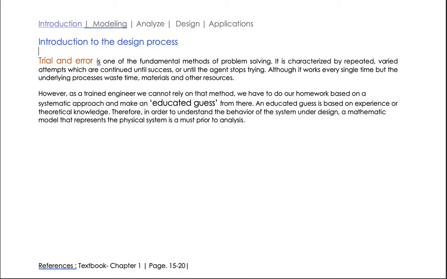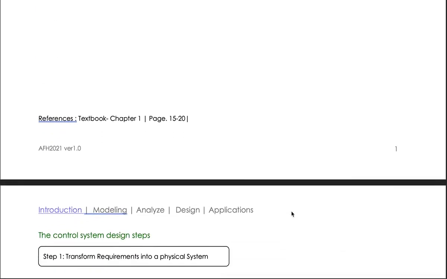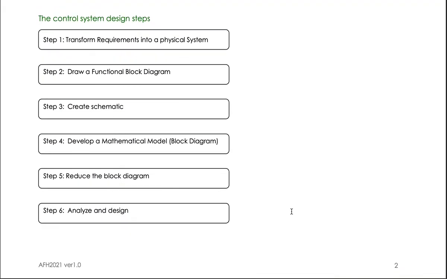Now we want to see what the steps are. I think we have discussed this earlier, but I'll go through it again. So there are a total of 6 steps. First one is transform requirement into a physical system, meaning that we have to understand the system that we're going to design. For example, we need to understand what the input requirement is, what the output requirements are, what the accuracies are, what the response is, and so on. And then we can draw functional block diagrams that you did before in the first assignment.